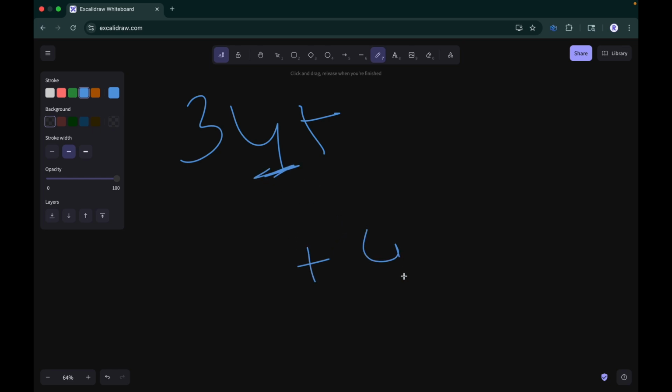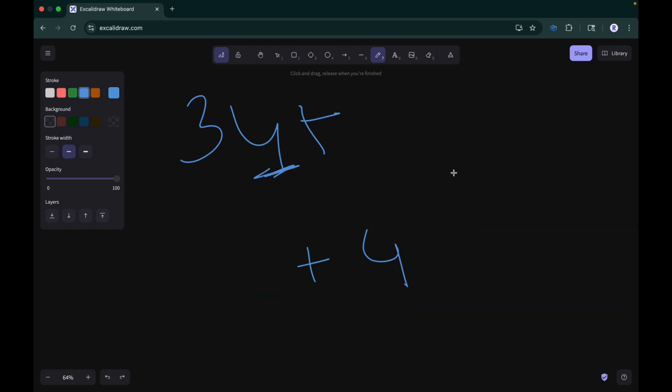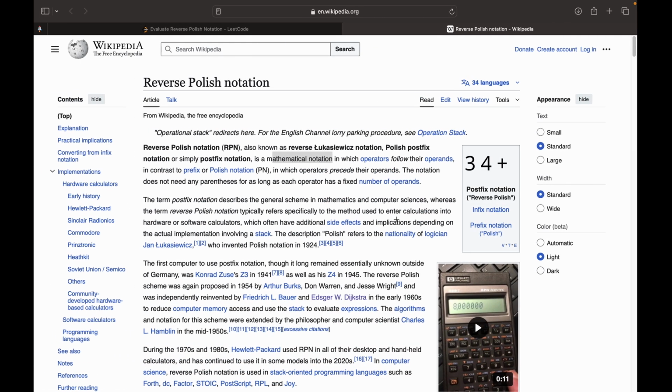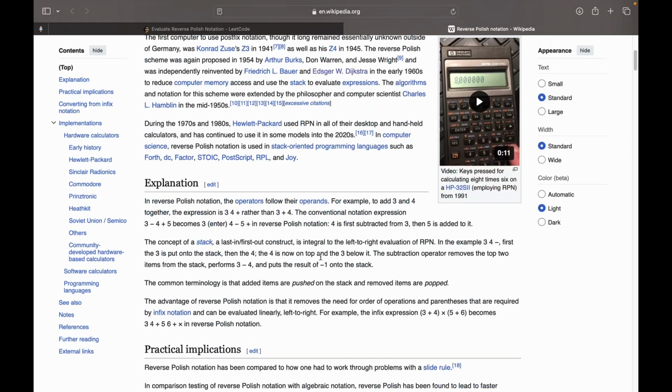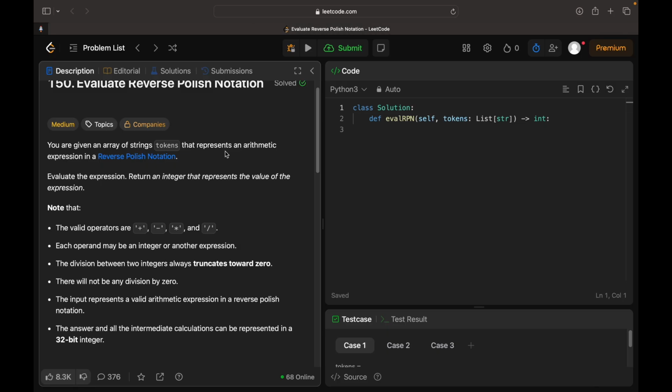So you take the digit before it, the number that's before 4 and the number that is before 3, so the last two numbers, and then you use the operator to do the operation, which gives us 7. So this is what postfix notation means. If you want to find out how that's useful, you can scroll down. If you look at the explanation, you'll essentially get the answer to this question.